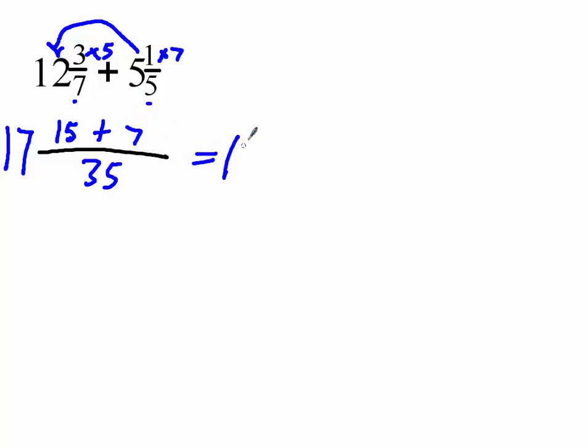So at the end of the day, we have 17 whole number. Let's add 15 and 7, which is giving us 22 over 35. Good. So that is our answer for today.